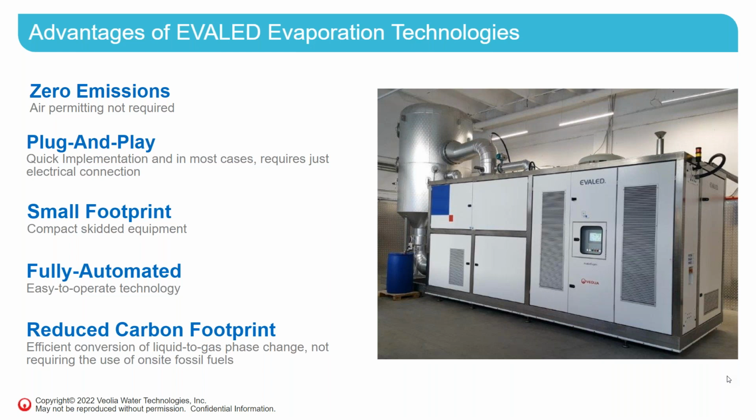Again, plug and play. Typically, it's power in, controls in, piping in and out, and it's very simple to install and get up and running. It has a relatively small footprint compared to comparable technology. It's fully automated and ready to go. And then we have a reduction in carbon footprint compared to another evaporator that would need another heat source to heat the system and that isn't running at the vacuum that we're running at.